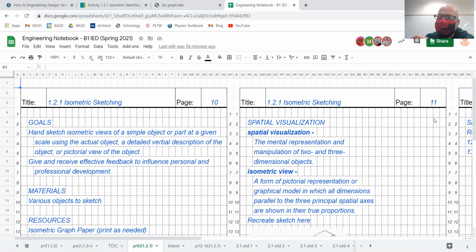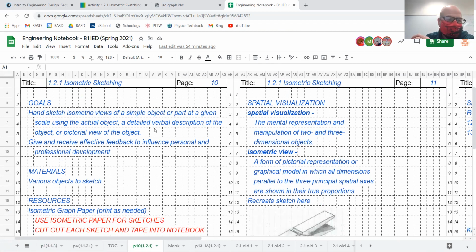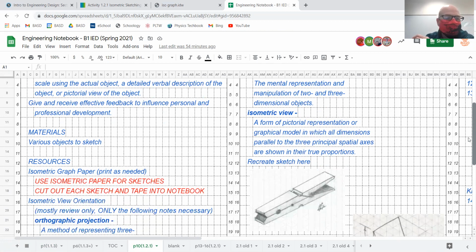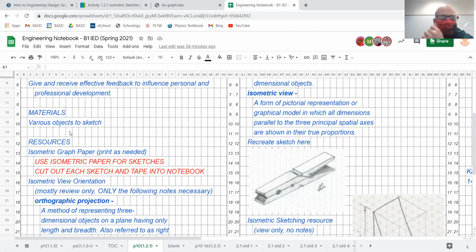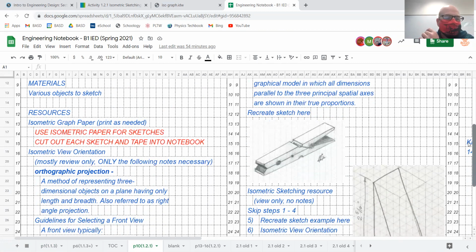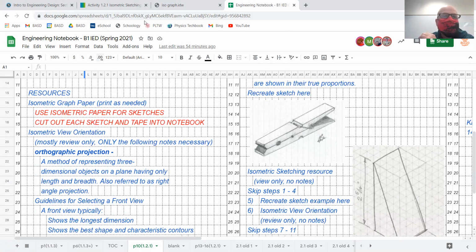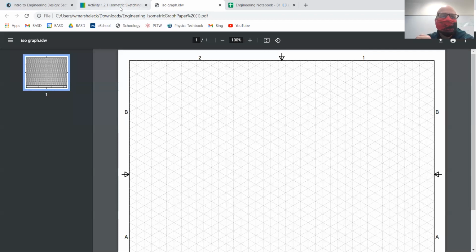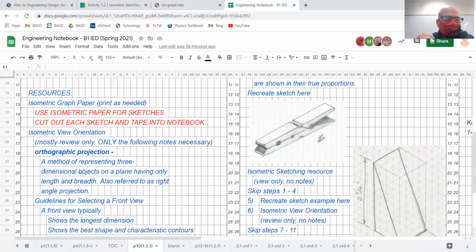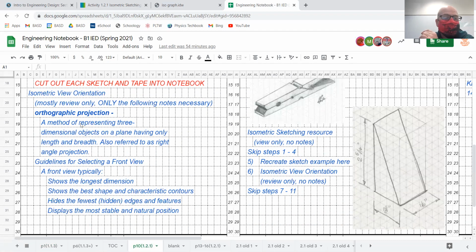And that's this, the goals. Remember I said to write down the goals, hand sketch isometric views. And then the materials were just various objects to sketch. It's not really materials. And then the resources, the isometric graph paper, remember that? I can give it to you. You can print it for yourself. And then the isometric view orientation, which is the resource from there, mostly review it, only the following notes.